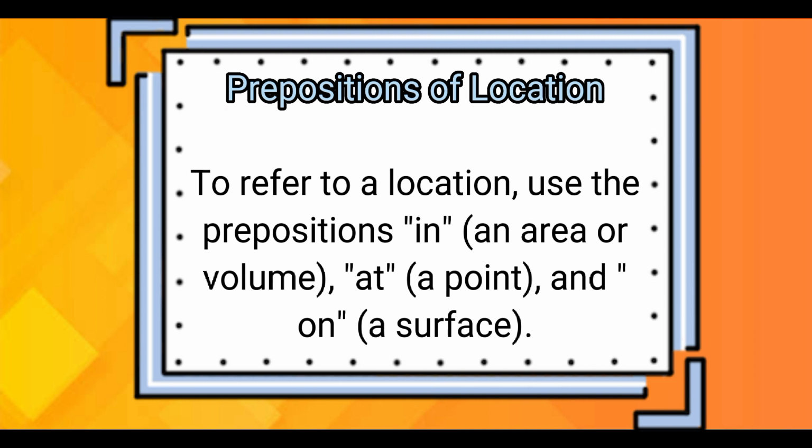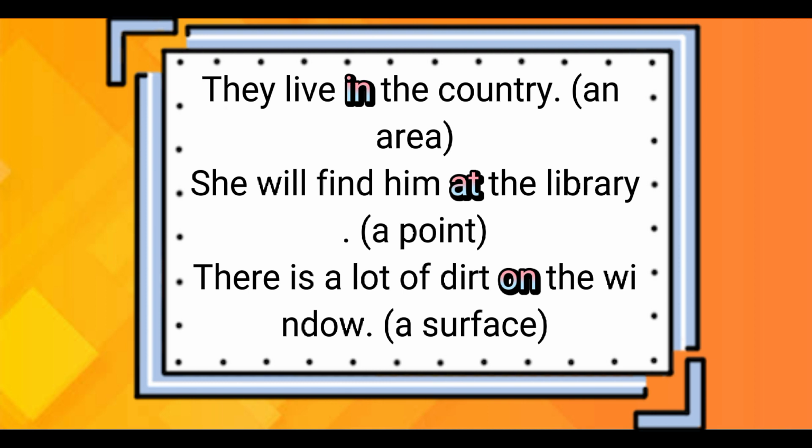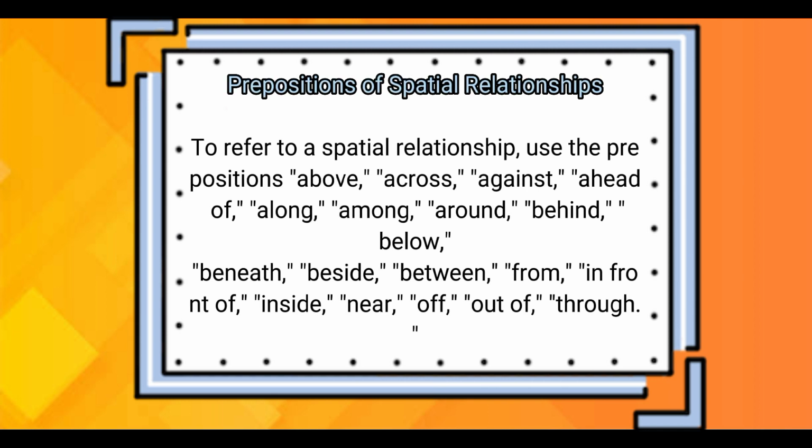Prepositions of location. To refer to a location, use the prepositions in for an area or volume, at for a point, and on for a surface. They live in the country. An area. She will find him at the library. A point. There is a lot of dirt on the window. A surface.